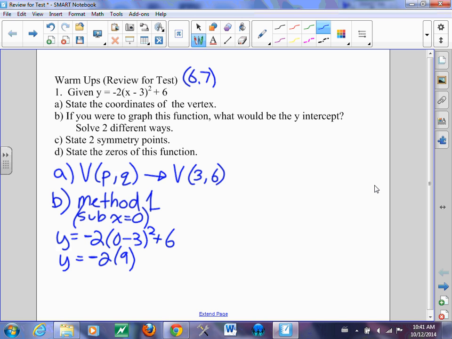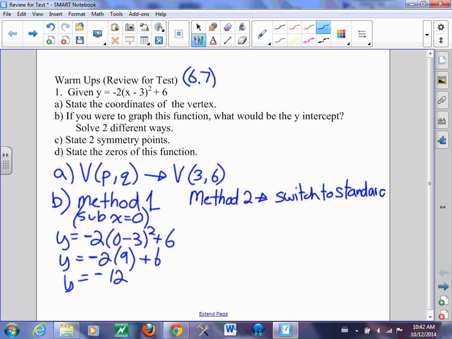And that's going to be plus 6, and then you're going to have y equals negative 12 when you're done. That's negative 18 plus 6. Okay, so there's one answer, one way. Method 2 is going to switch it to standard form. So switch to standard, and after you look at standard form, you're going to look for the C value.